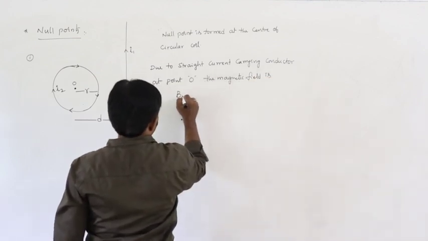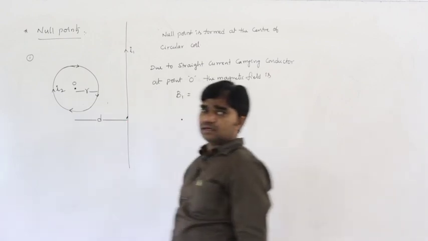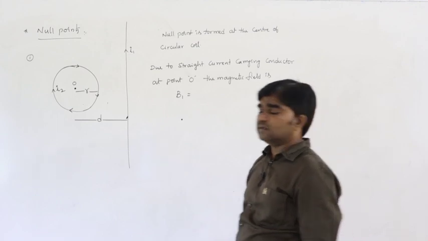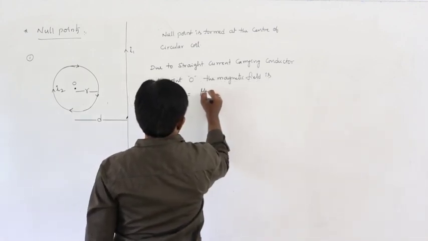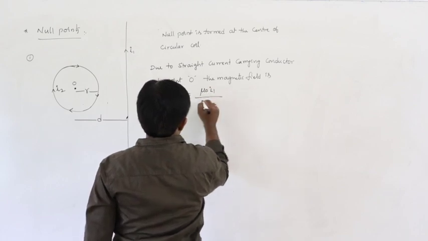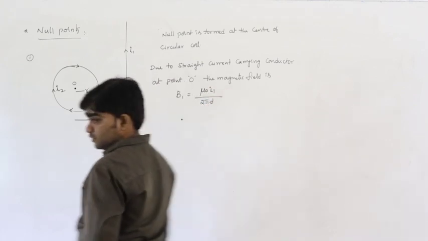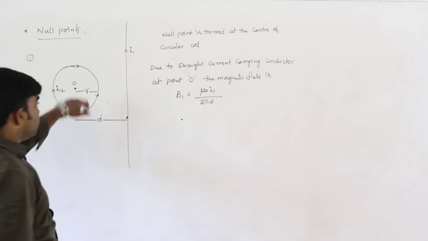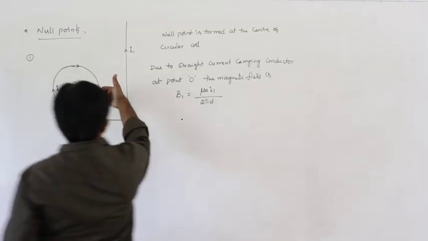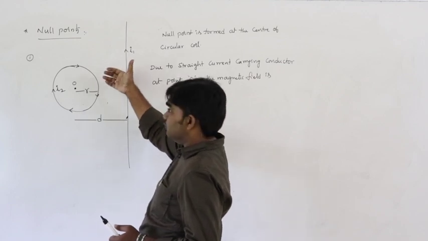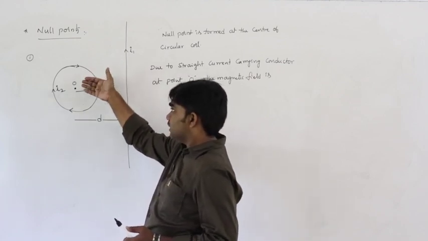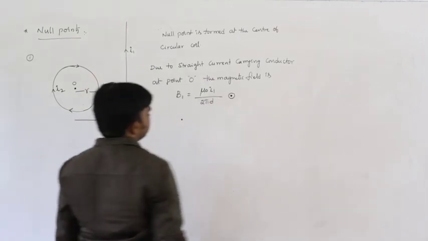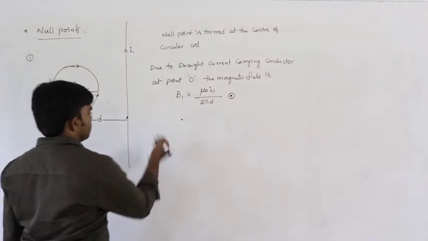let us say B1 is equal to, for an infinite current carrying conductor, what is the magnetic field? B1 is equal to mu naught I1 by 2 pi d at the point O. What is the direction? See here, this is the current carrying conductor I1. Curling of the fingers indicates the direction of the magnetic field, so this direction, that is outwards. Magnetic field is outwards.